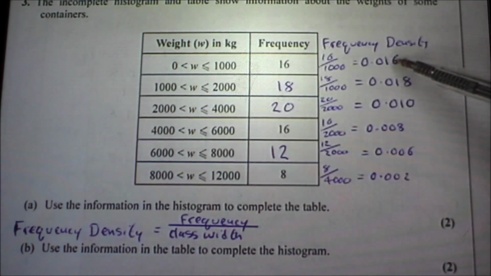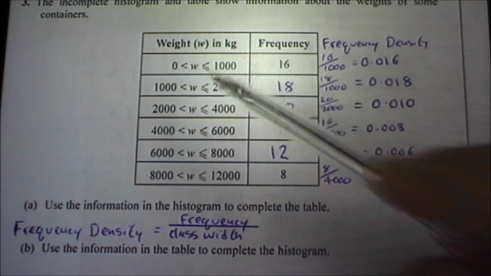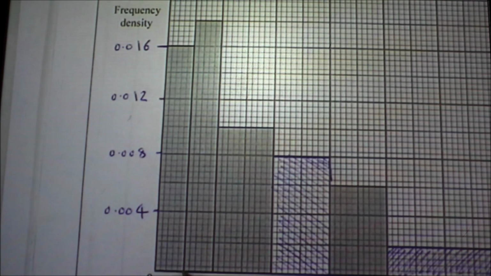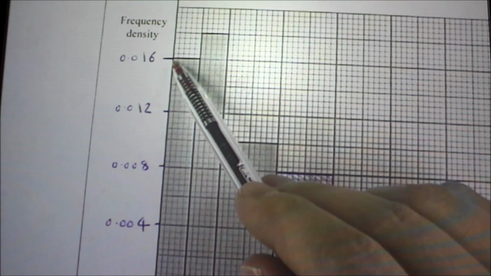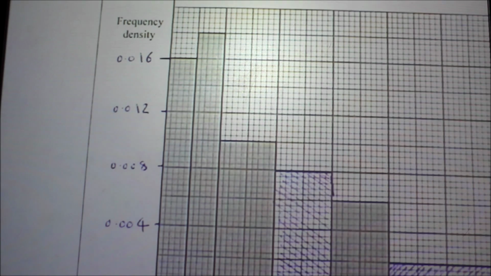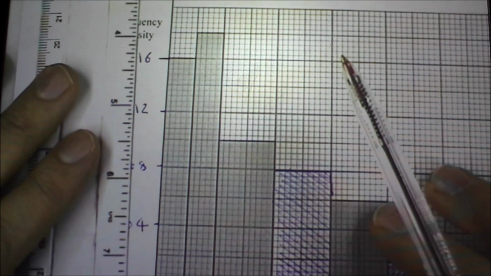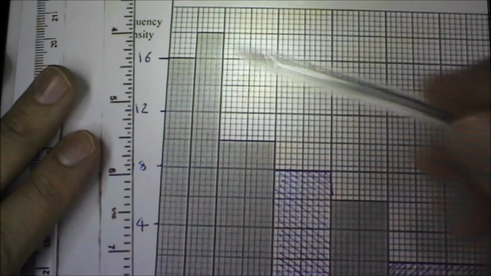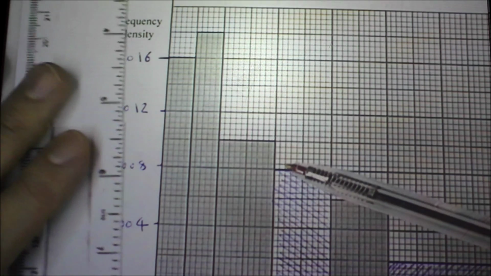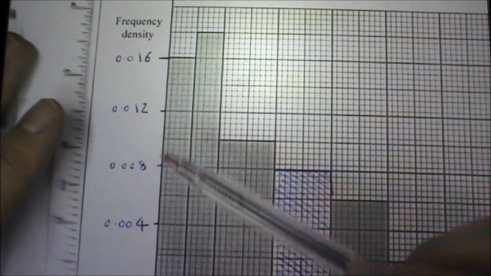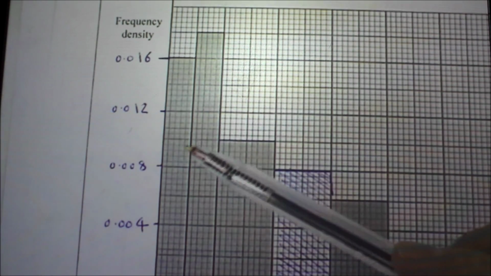That top one is 0.016, and that's between 0 and 1,000. So if we go to 0, this one here, 0 to 1,000 is 0.016, which is there. I don't like working in decimals like that, so what I did was I hid all the noughts there, look, and that makes it much easier to understand what's happening with the scale and to see what it's going up in. So 0.004, 0.008, 0.012, and 0.016.